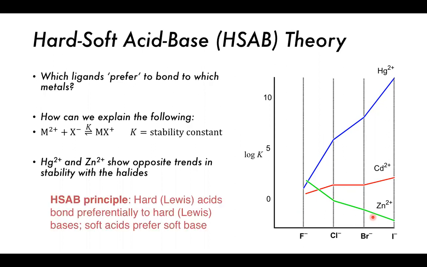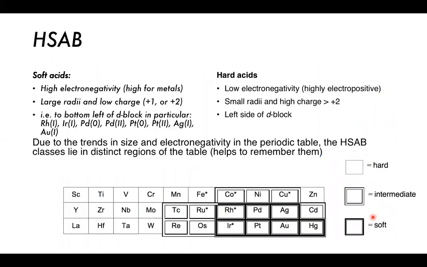Hard Lewis acids bond preferentially to hard Lewis bases, and soft acids prefer soft bases. Soft acids are, in summary, high in electronegativity, at least high for metals. They have large radii and typically low charge, and so they're usually in the bottom right of the d block. So we've got rhodium, palladium, silver, iridium, platinum, and so on, and then even mercury over here. These are typically soft, and hard acids are generally the others, or at least the ones that are far from this group of soft metals.